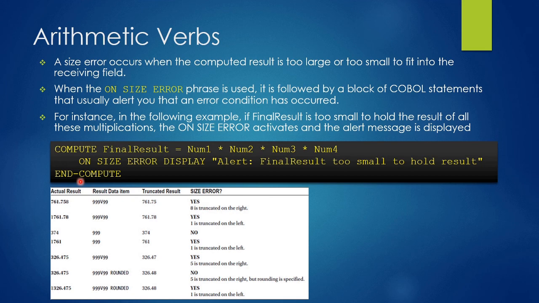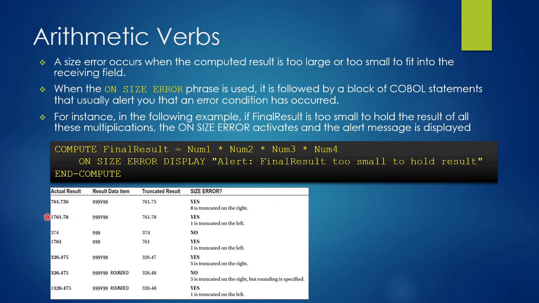Let's see this table to understand when this ON SIZE ERROR will occur and when this DISPLAY statement will run. In the first example, we are assuming the actual result came as 761.758. And the result data item, that is final result, is declared with PIC 999V99. Now the final result variable can hold 761.75 and 8 is getting truncated. Since 8 is getting truncated on the right, size error will occur.